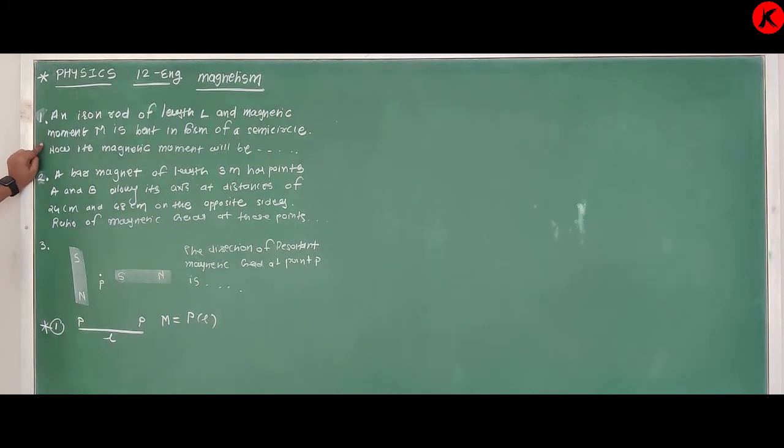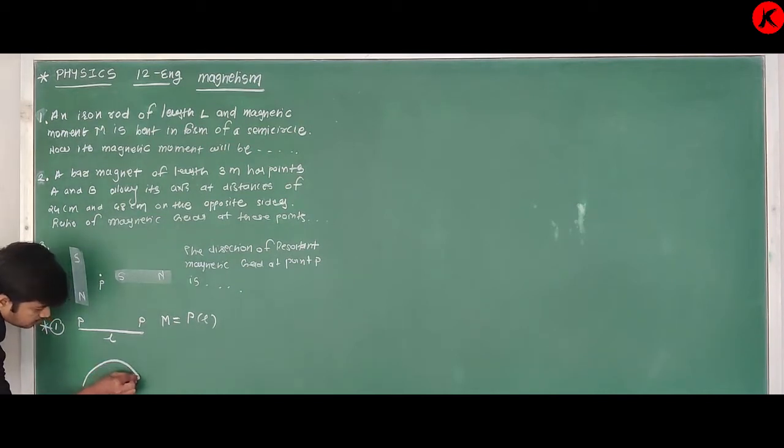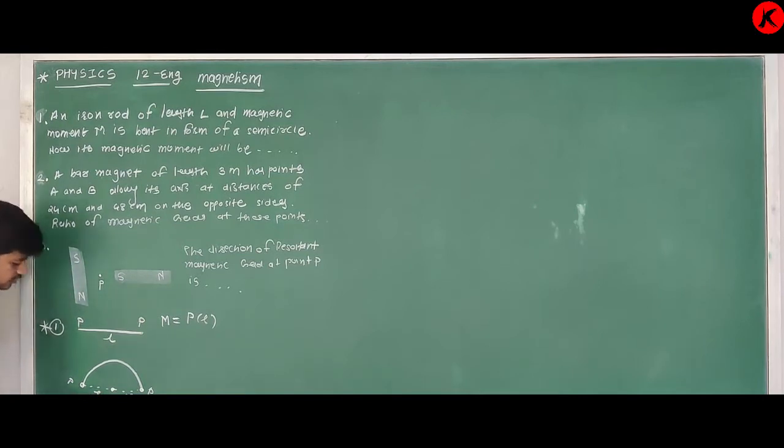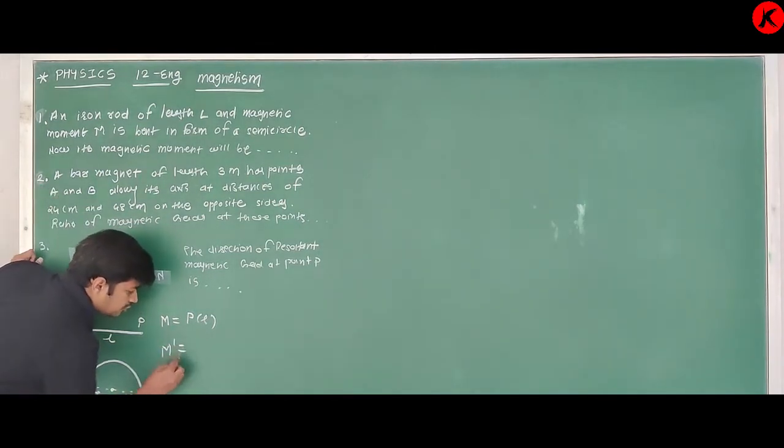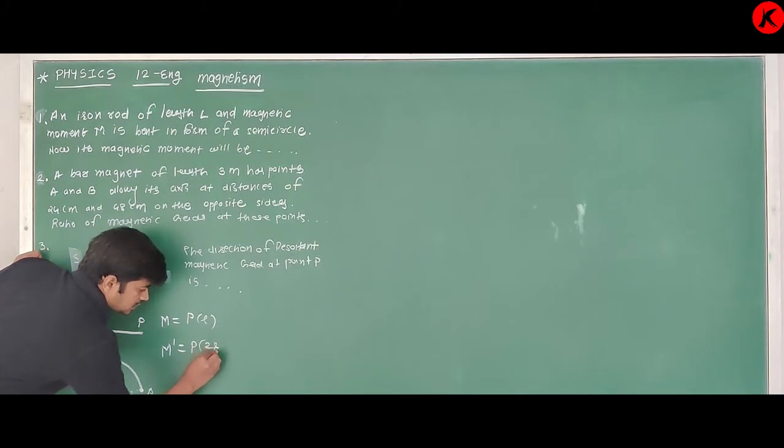Now this rod is bent in the form of a semicircle like this. But the poles will remain at these points. So what is the distance between the two poles? If the radius of this semicircle is r, then what is the distance between the two poles in case of a semicircle? It is 2r. So in this case, the magnetic moment M' is equal to P into 2r.